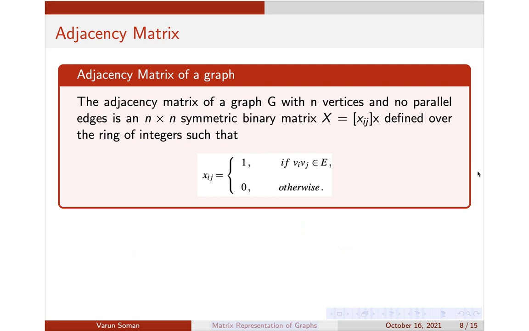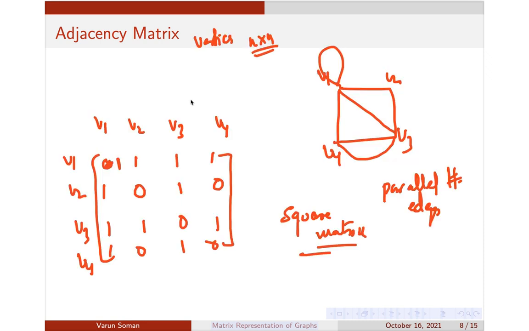Okay, so this is the idea. They have taken that there are no parallel edges. You will be getting an n by n symmetric matrix. Symmetric because if V3 is adjacent to V2, V2 also will be adjacent to V3, therefore you will always get a symmetric matrix only. This is just a simple observation.